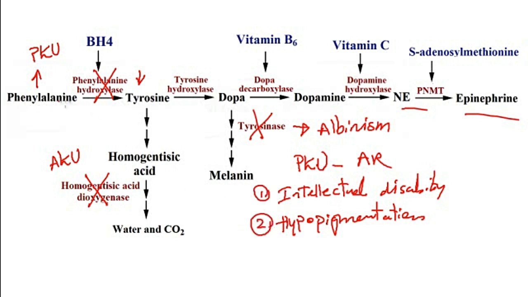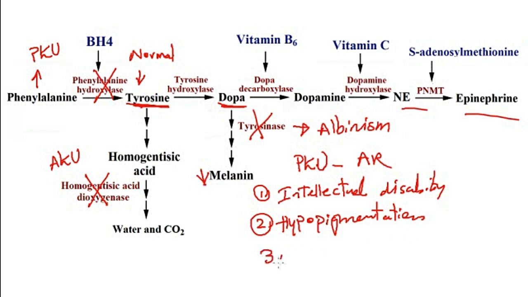and since phenylalanine cannot be converted into tyrosine, these patients are dependent on their diet for the supply of their tyrosine. So tyrosine could be normal or decreased in these patients. And if tyrosine is decreased, there would also be decreased level of dopa, as a consequence of which there would be decreased melanin. And so these patients will have hypopigmentation.